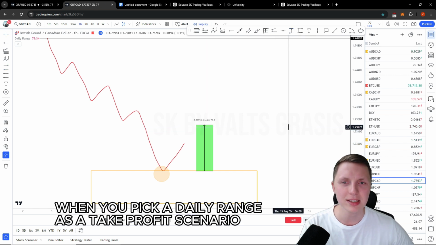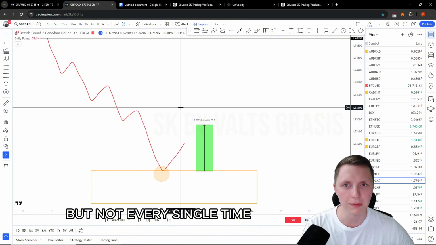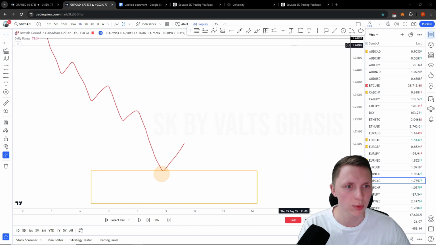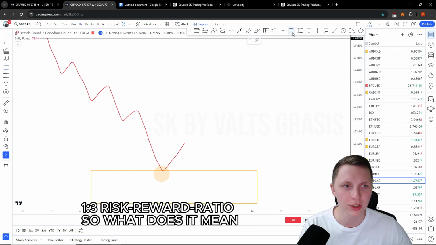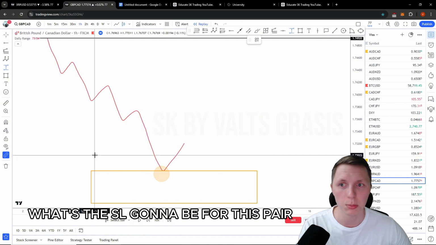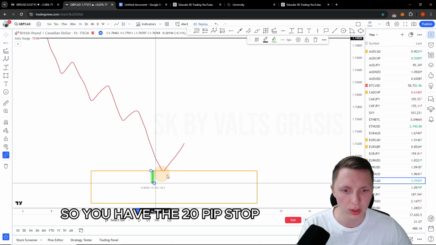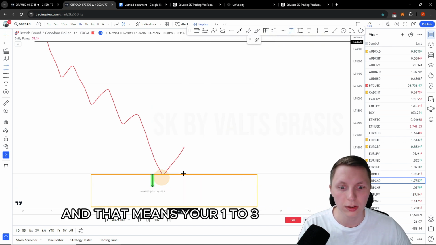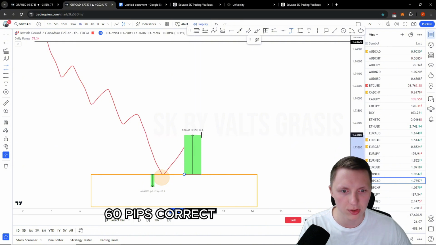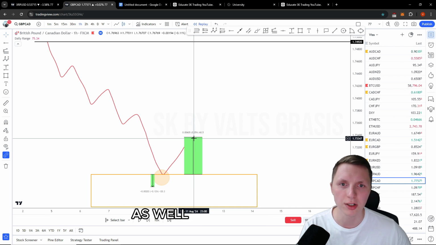And there are some cases when you pick a daily range as a take profit scenario, but not every single time. And the last one, and that's actually a very simple one, is the 1 to 3 risk reward ratio. So what does it mean? You learned from the last video what the stop loss is for this pair. As this is the GBPCAD, it's going to be 20, right? So you have the 20 pip stop, and that means your 1 to 3 risk reward ratio is going to be somewhere around 60 pips, correct? There we go. In some situations, this will be your possible take profit scenario as well.